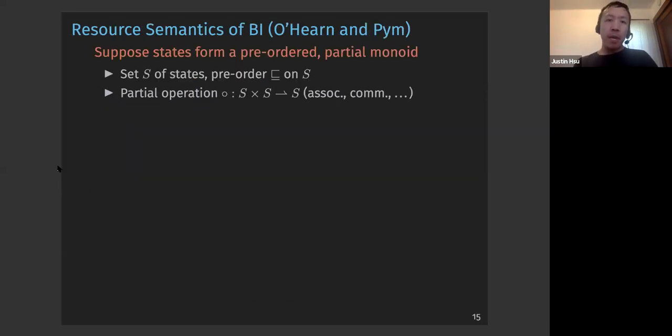So now, to give a semantics of these logical formulas in program states, we're going to use what's called the resource semantics of BI. This is a very general semantics that is also quite intuitive. So the main thing we assume is that the set of states S is pre-ordered and that there's a partial binary operation on S, which is associative and commutative in a certain sense. Once we have this structure, we can then define the semantics of all of the logical formulas.